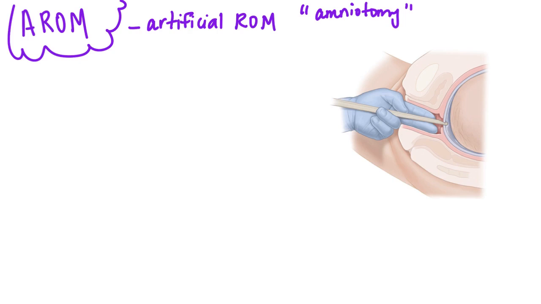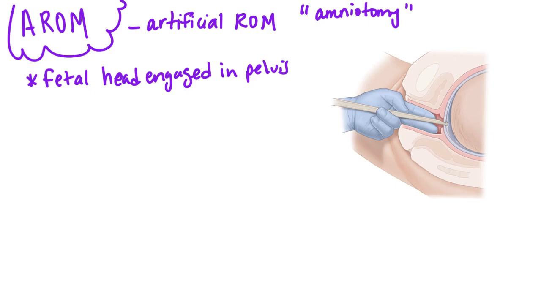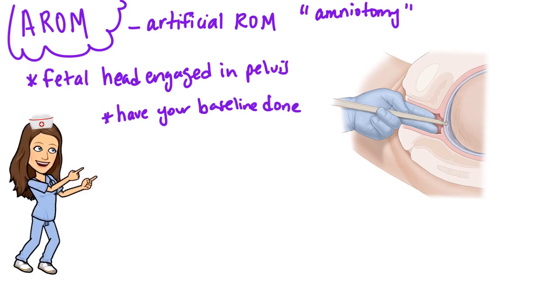For the nurse, when this is happening, it can be used to stimulate labor. It can be used to make labor progress faster in a woman who is getting an oxytocin induction, or just to speed up labor. Now, we want the head to be engaged before this procedure is done because we don't want to risk a cord prolapse.